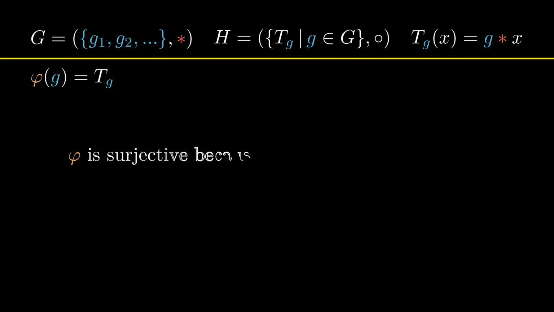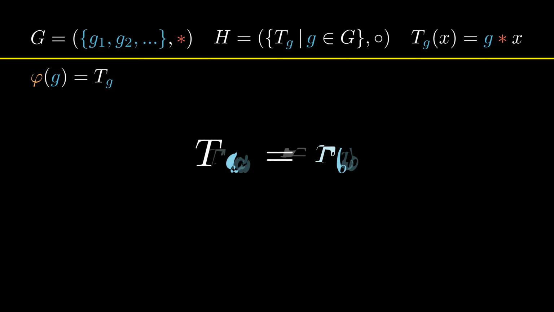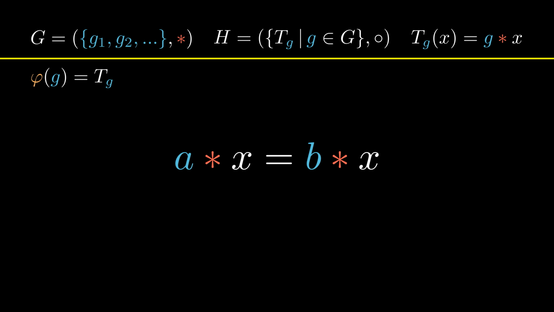Phi is surjective, since it is defined as a function, and it's injective because if phi of A equals phi of B, then A equals B. Therefore, phi is bijective, so it's an isomorphism. Thus group G is isomorphic to group H. Here we've taken a generic group G and constructed a group of permutations that is isomorphic, and thus we've proved the statement of Cayley's theorem.